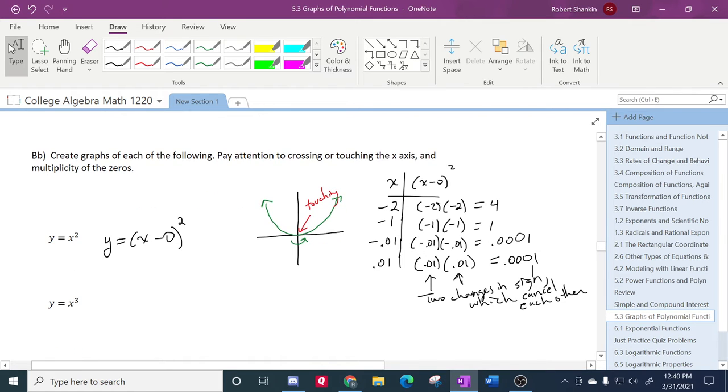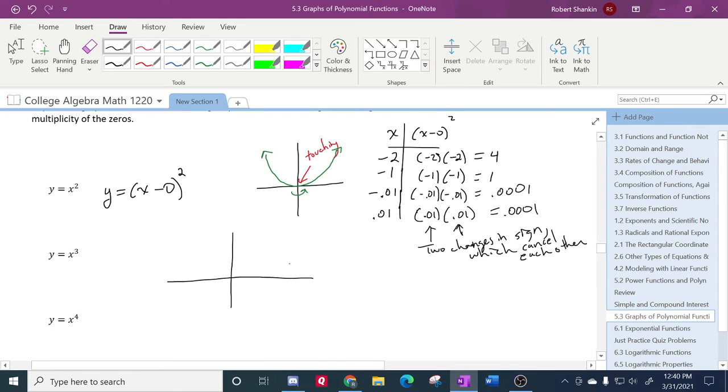So that's why it just touches. Now, this one, in contrast, if we graph y equals x cubed, you get this shape. Well, let me do it a little bit better. Something like this.